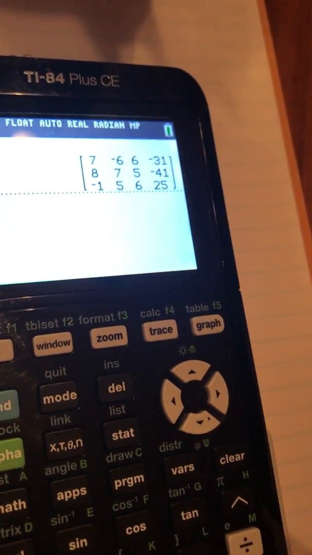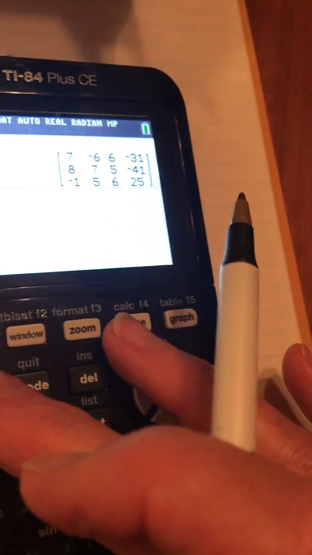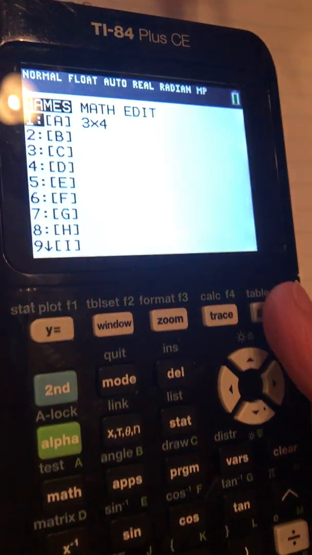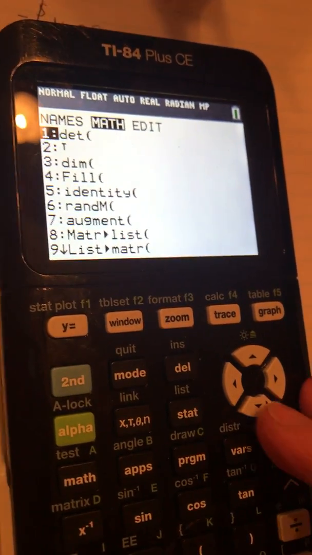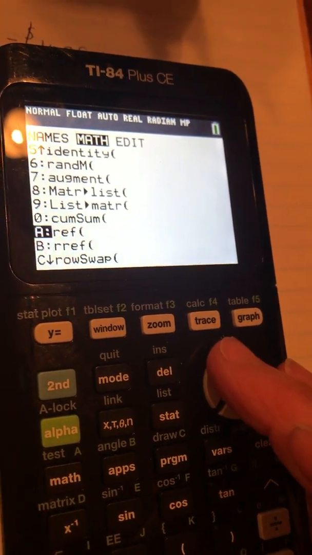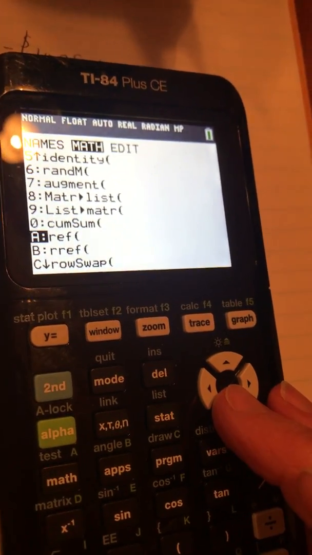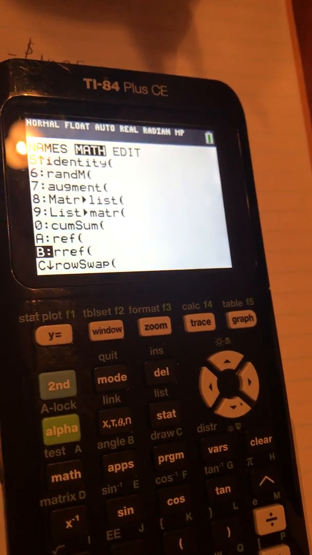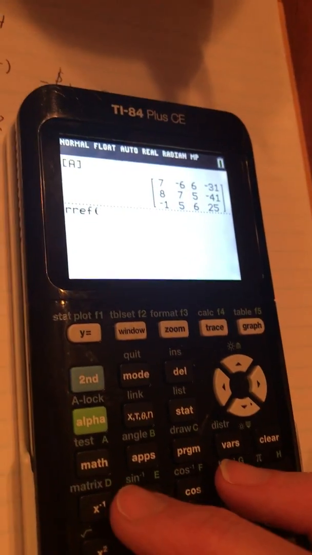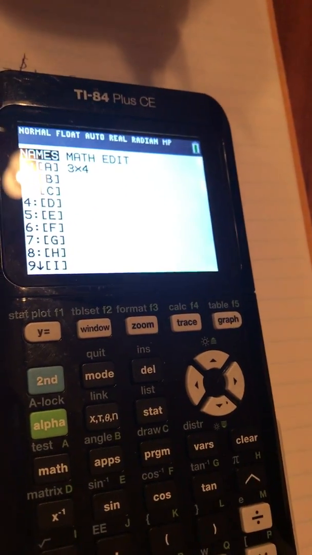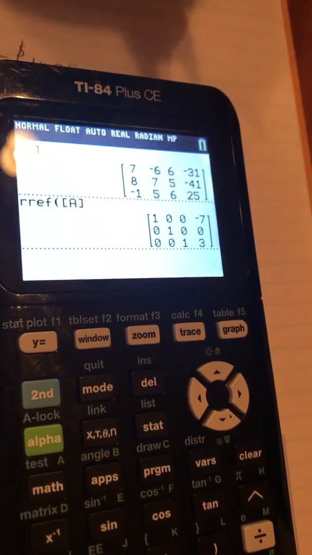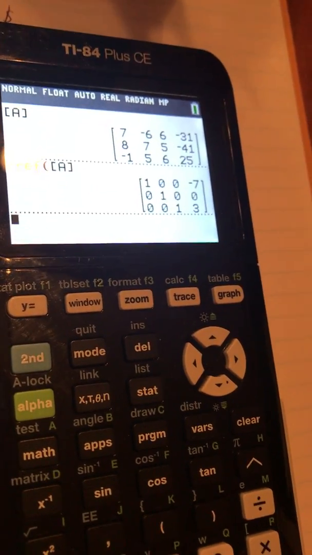Once you've confirmed that you typed it in correctly, go back to second matrix, and this time over to math, and down to RREF, which stands for reduced row echelon form. You want to skip by the REF, which is just row echelon form, to reduced row echelon form. You pull that up and then go back to matrix one more time to pull up matrix A. Just hit enter and then enter to do it. And that puts that matrix in what's called reduced row echelon form.